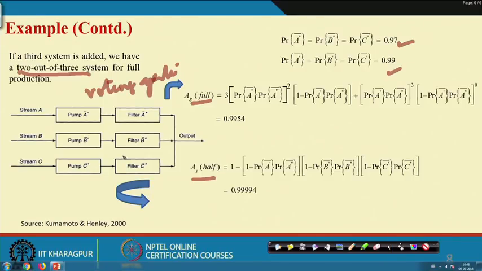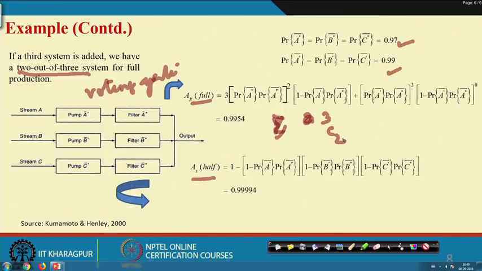So now we use the binomial theorem that you have seen in the last class. Here the stream A availability, stream B availability and stream C availability are the same, so their unavailability is also the same. Because of this assumption, we have three different streams, each having equal probability of availability or unavailability. So you can use the binomial theorem, that is what we discussed in the last class. Now using this, what are the combinations for AS full? So, 2 out of 3.